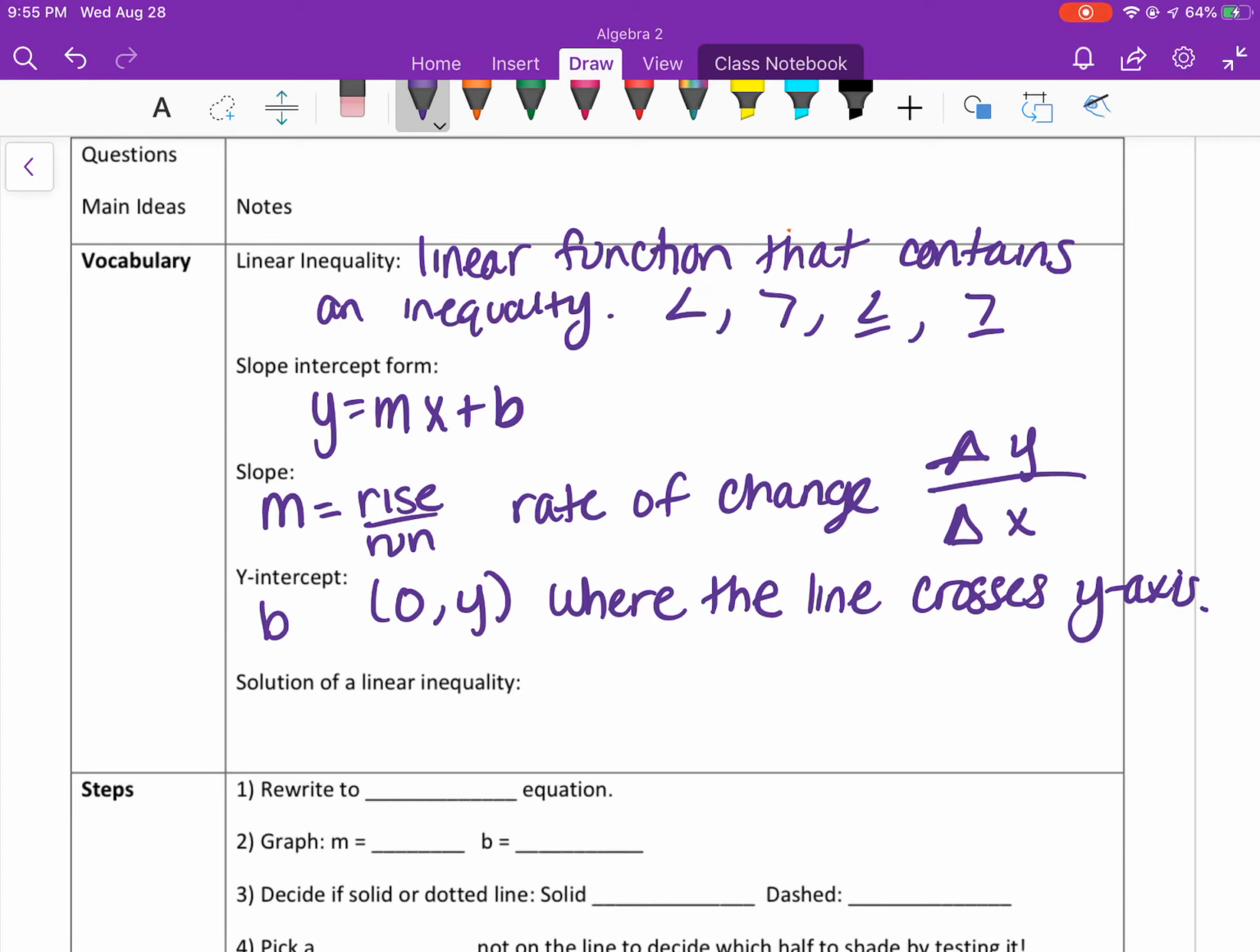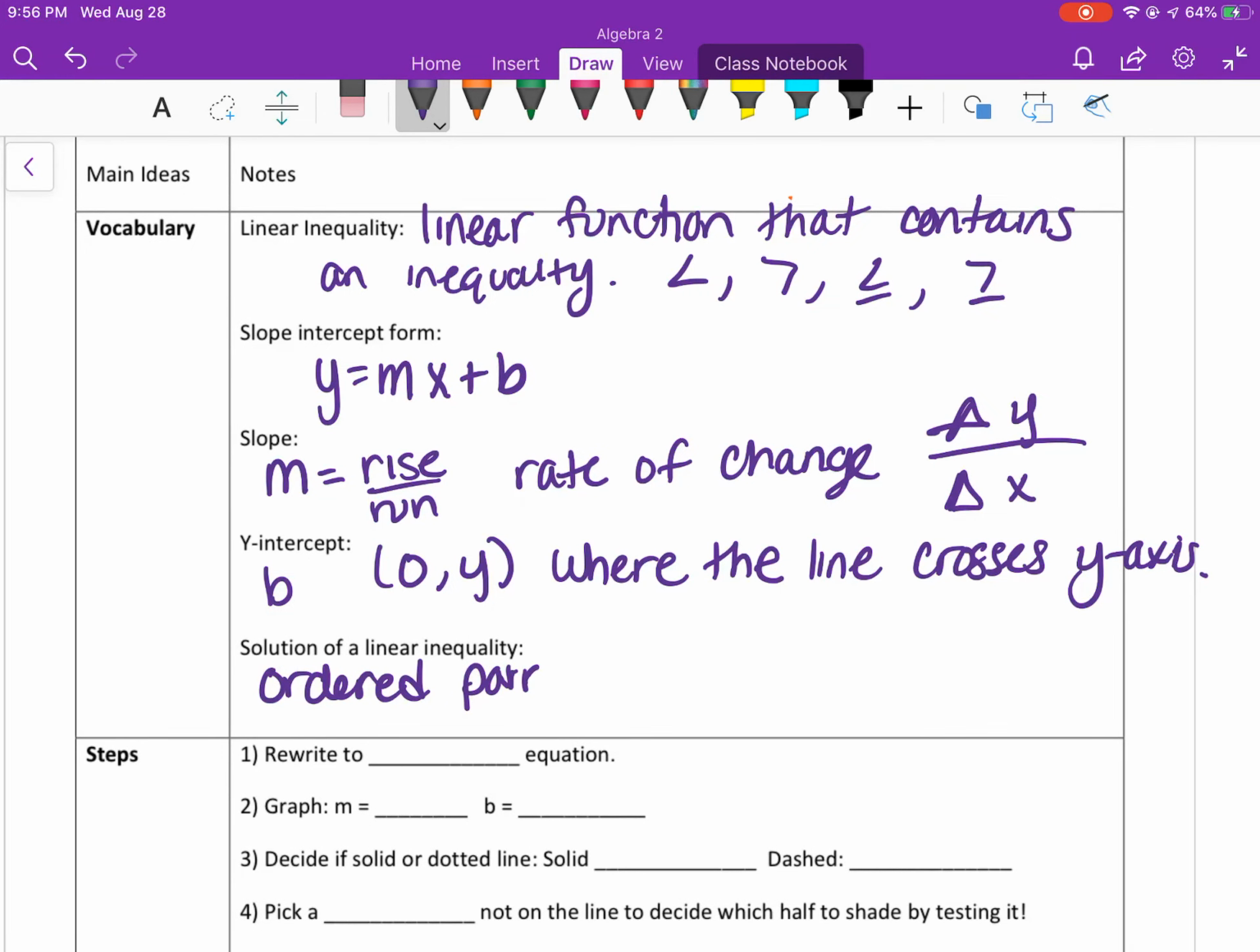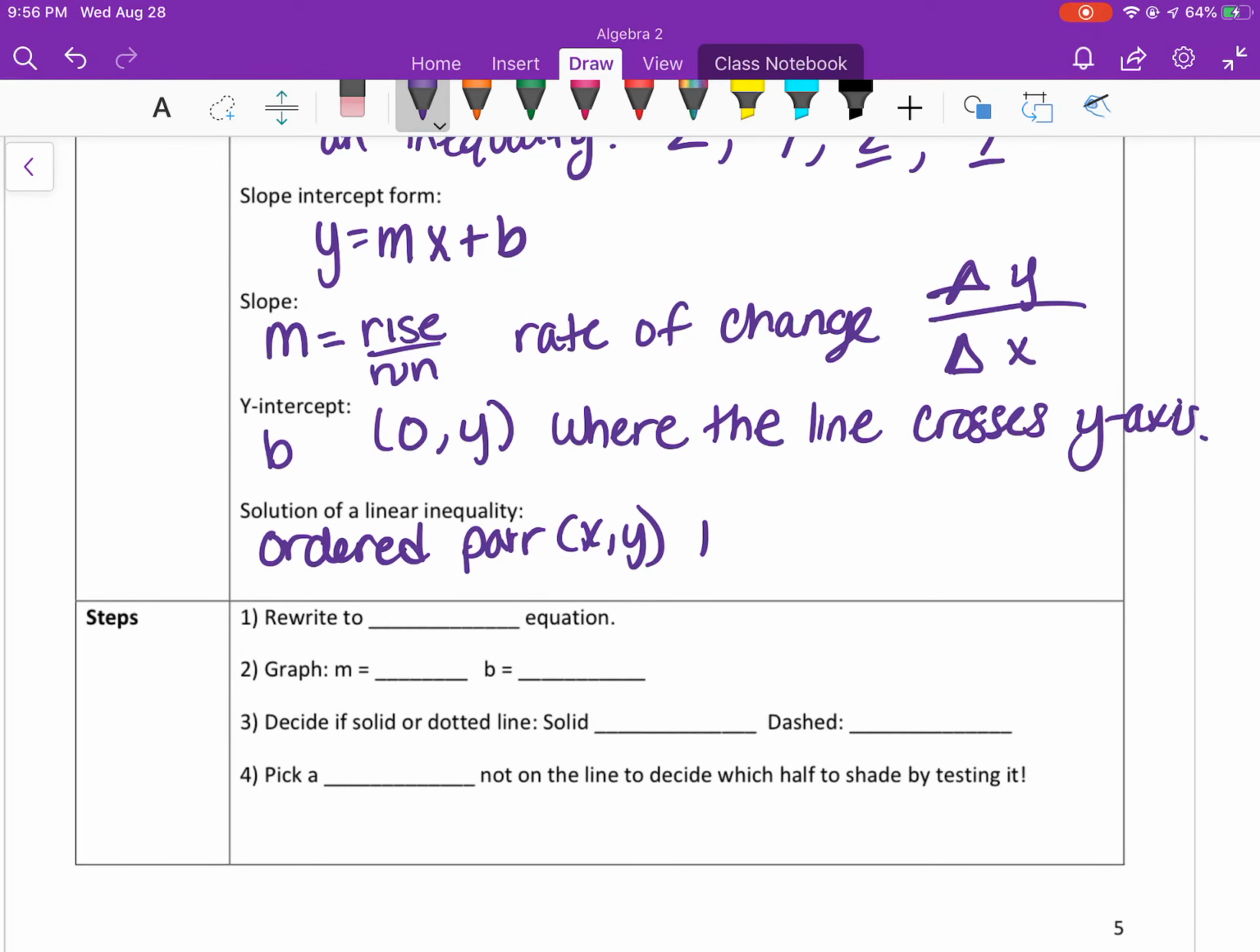A solution to an inequality, and there's going to be multiple solutions, but a solution of an inequality is an ordered pair, some xy coordinate that makes the inequality true.